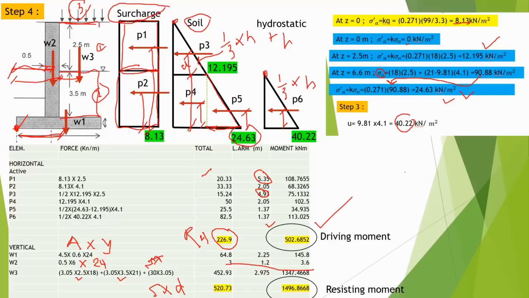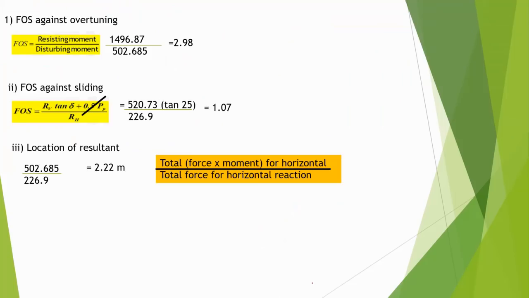And then kalau W3 pula. Penengah untuk base ni. Bagi 2 dapatlah ni. Betul. Tapi dia punya reference point dia kat sini. So tambah lagi panjang semua ni. Dapatlah 2.975. That's all. And then darab moment dapatlah total moment. Resisting moment. Okay. Macam biasalah. And then kira resisting moment divided by disturbing moment. 2.98 settle.